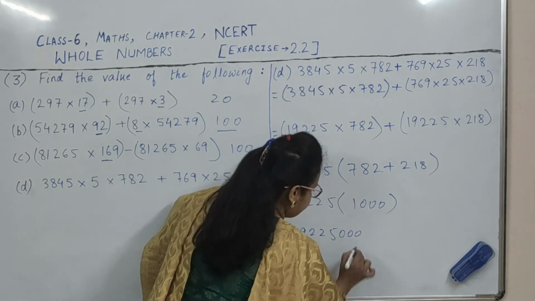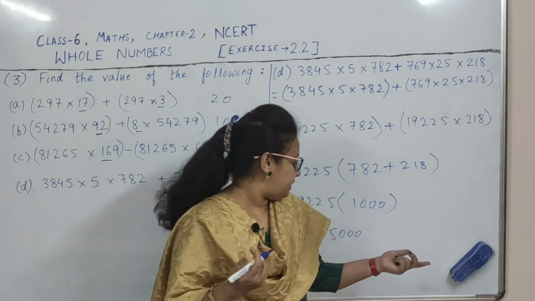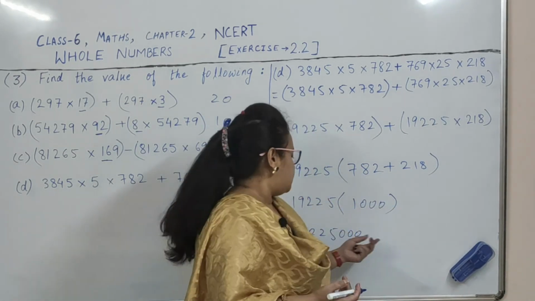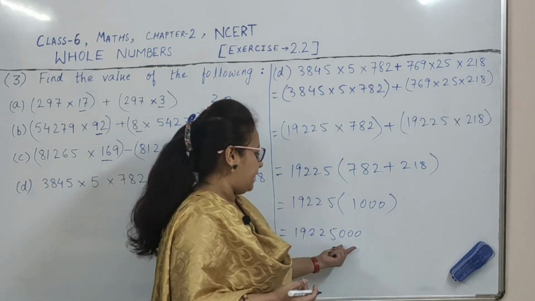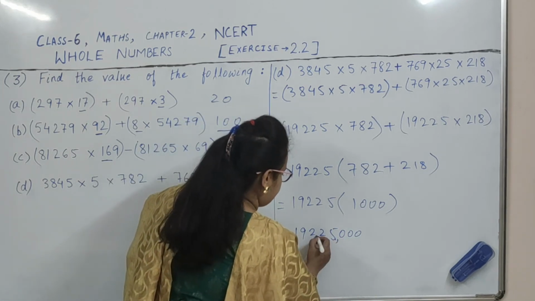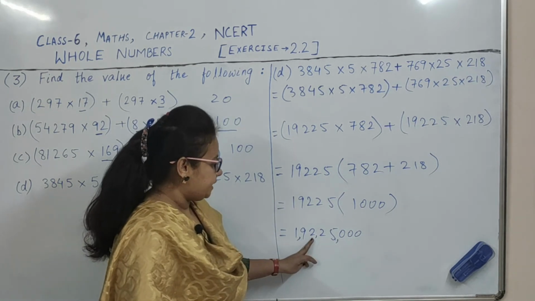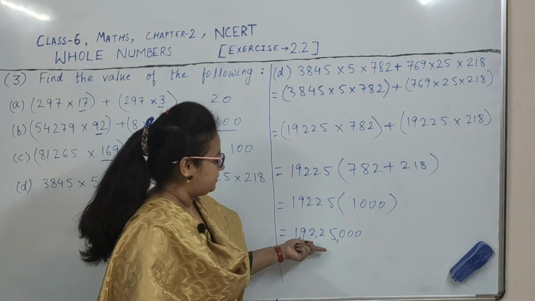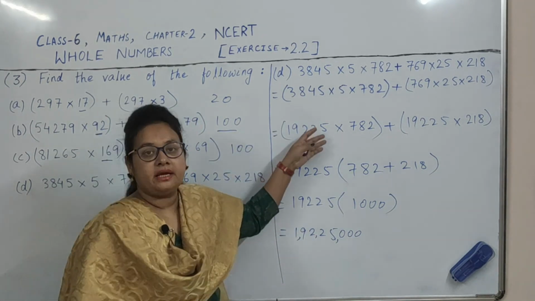19225 and these three zeros, because we know that 1 into 1000 is 1000, 2 into 1000 is 2000, 4 into 1000 is 4000. So like this, a number into 1000 will be this number and three zeros. Okay, so what is that number? See, this number is 1,92,25,000. So we have solved this question very easily. This is the process, we do it by taking common.